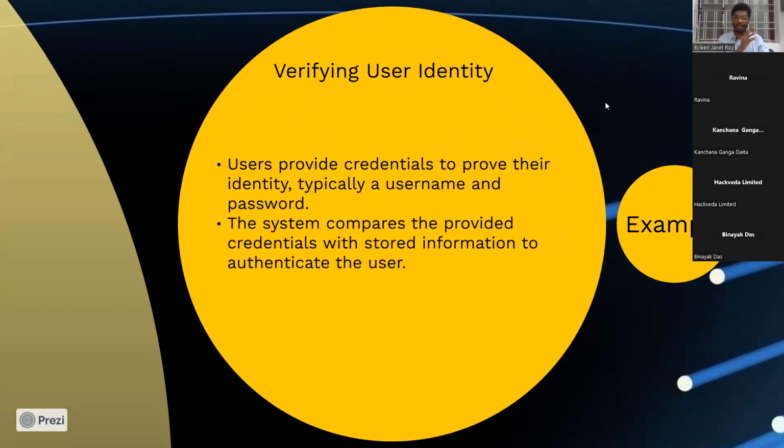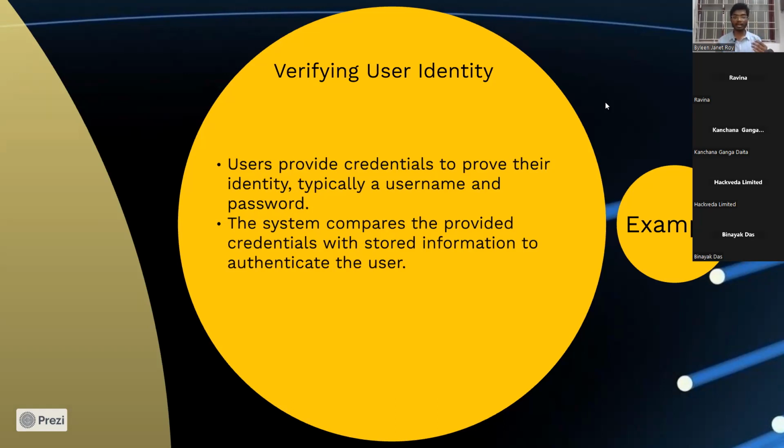We'll just give our username and our own password so that we can log in to our own social media account too. The system compares the provided credentials with the stored information to authenticate the user. First, we will be signing up to some page. First, we will be registering to it by using the username and password.